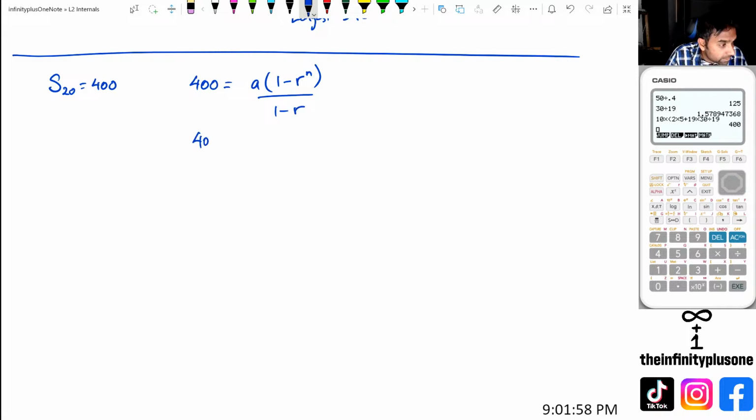Now what I've got here is I don't actually have the A value or the r value. So what I'm going to do is write this down: A times (1 minus r to the power of n, so that's going to be 20) divided by (1 minus r).